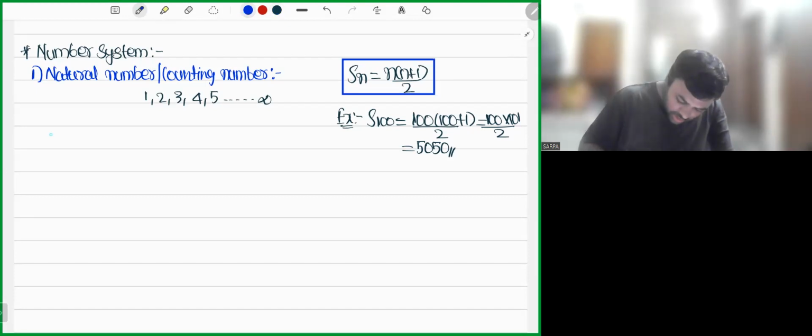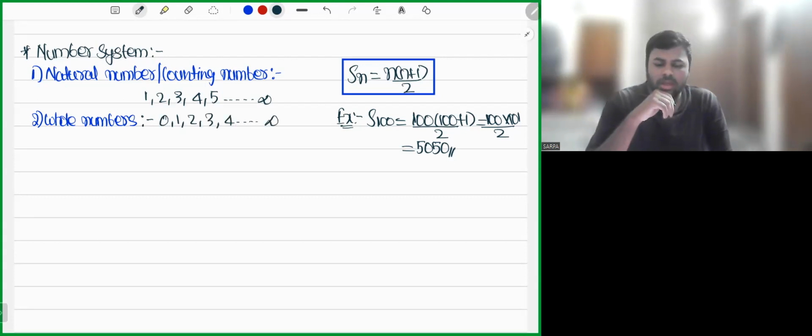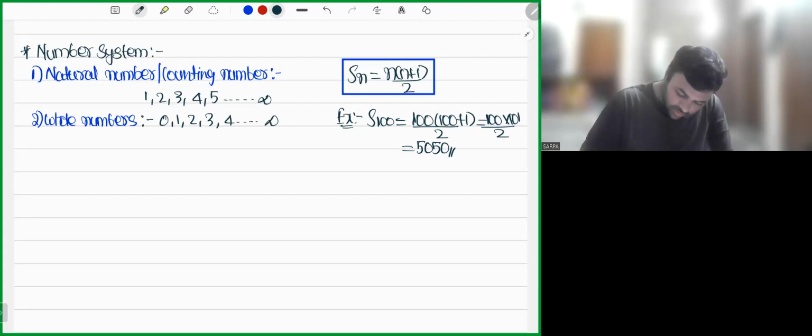Now, after natural numbers comes the next thing, that is whole numbers. What do you mean by whole numbers? Whole numbers means if to the natural numbers we include 0 also, that is a whole number. That is 0, 1, 2, 3, 4, and so on till infinity. I hope whole numbers are fine, my dear friends.